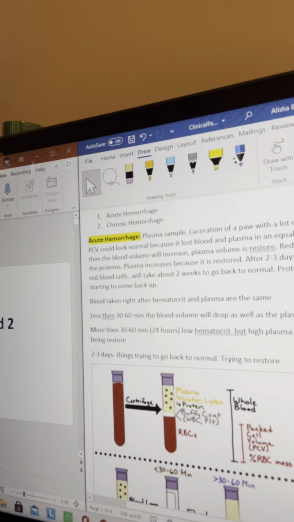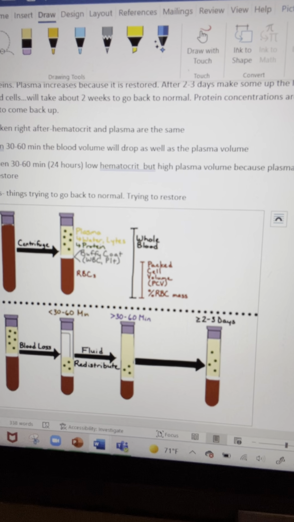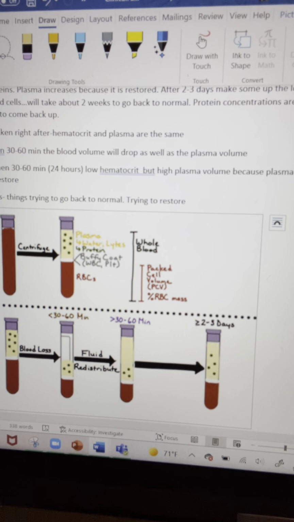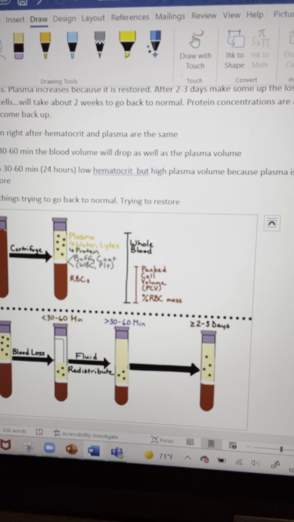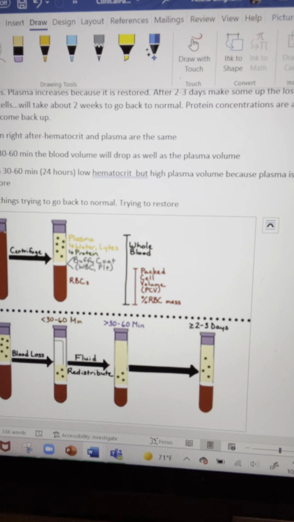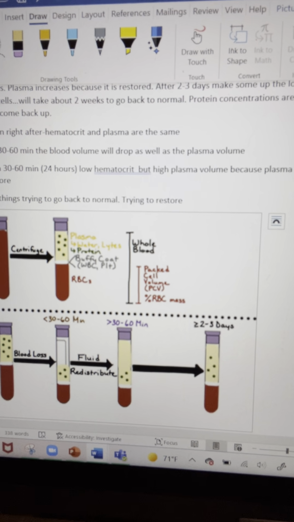Blood taken right after the incident, the hematocrit, so the blood cell volume, and plasma are the same. But in less than 30 to 60 minutes, the blood volume will drop, as well as the plasma volume. But then more than 30 to 60 minutes later, like 24-hour periods, there's low hematocrit but high plasma volume, because the plasma is trying to be restored. So you'd have a higher plasma, but still a low red blood cell volume. Then at 2 to 3 days, things are trying to go back up to normal. So you can see it coming back up, trying to get to normal levels.